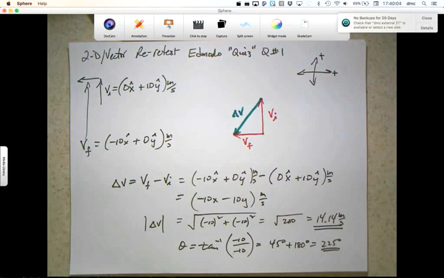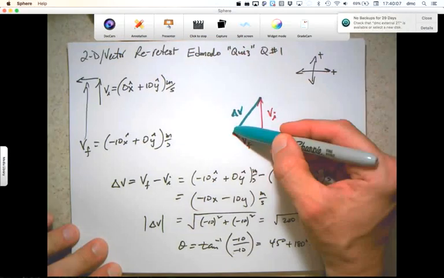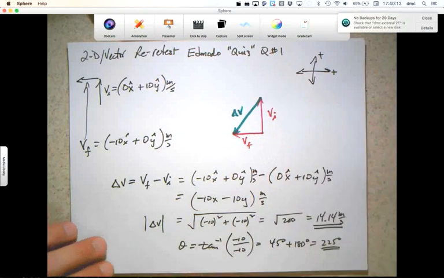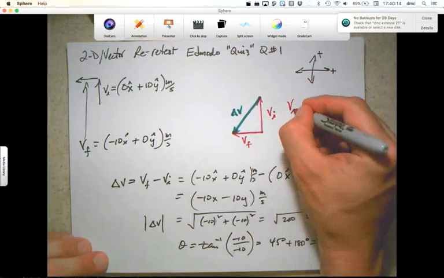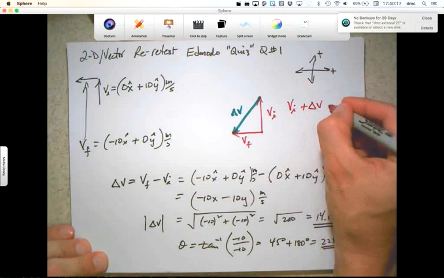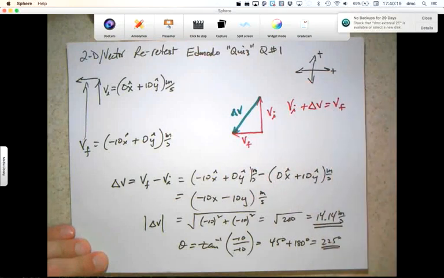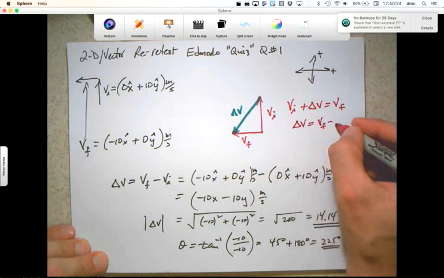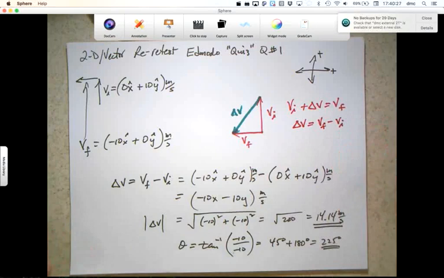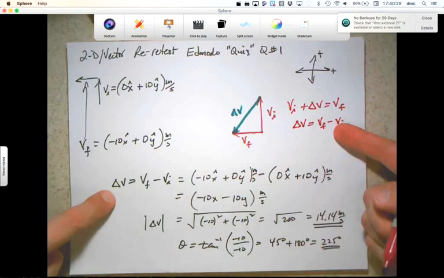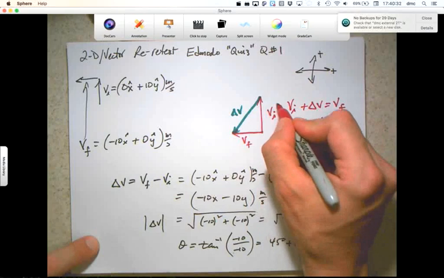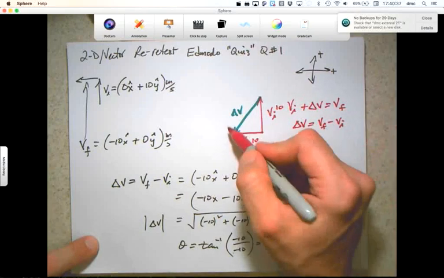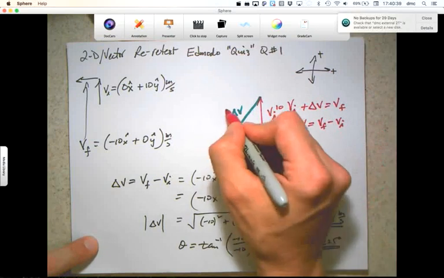So let's see if that works. Initial velocity plus change in velocity equals final velocity. So we get head to tail for these two, so that equation would read initial velocity plus the change in velocity equals the final velocity. Therefore, the change in velocity is final velocity minus initial velocity. So the math is the same here and here. And notice, therefore, if this is 10 and this is 10, then this magnitude would be the same.